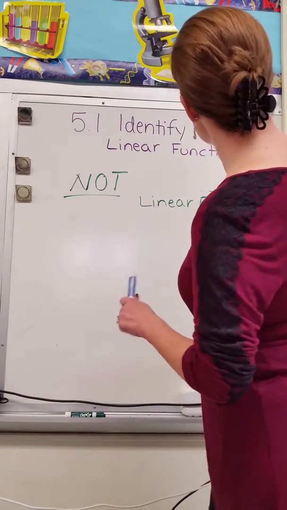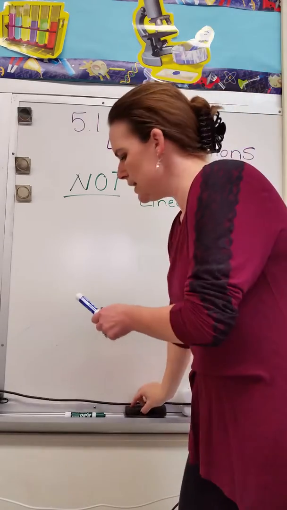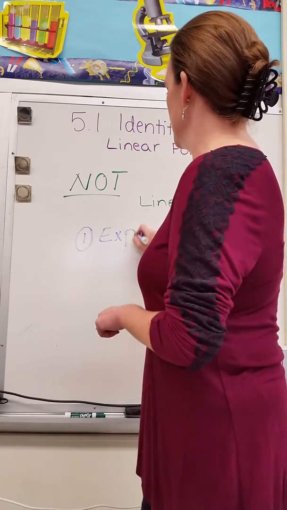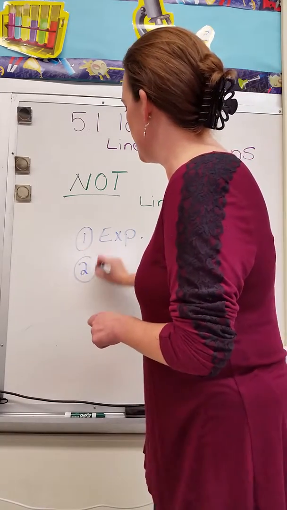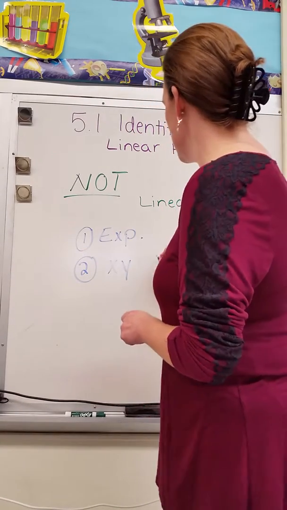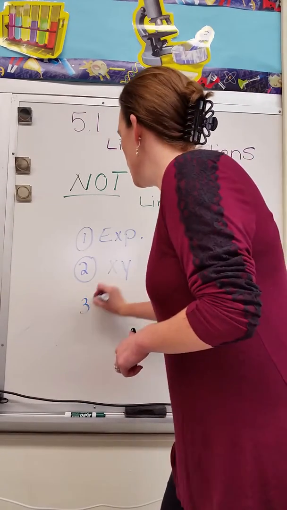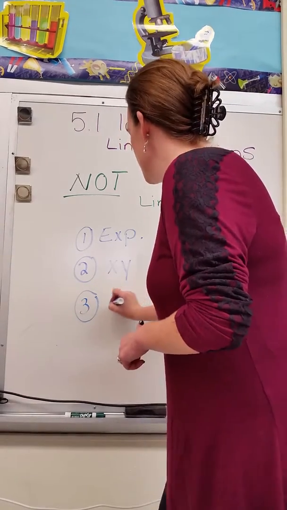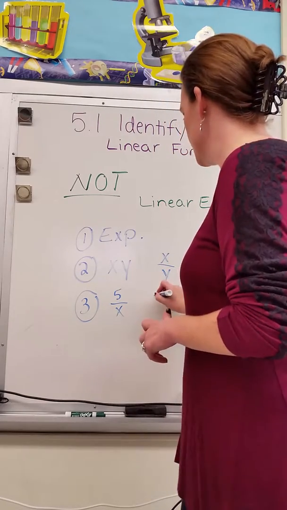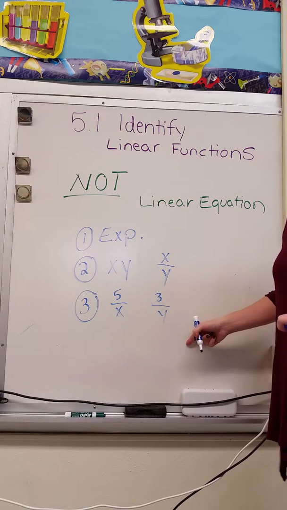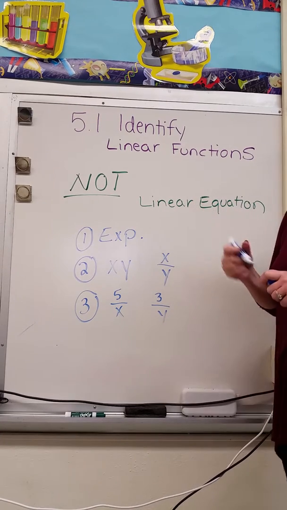I'll go ahead and erase that. So it's not a linear equation if it has exponents, if you have the x and y being multiplied or divided by each other, or if you have them in the denominators. So these things are key indicators that it's not a linear equation.